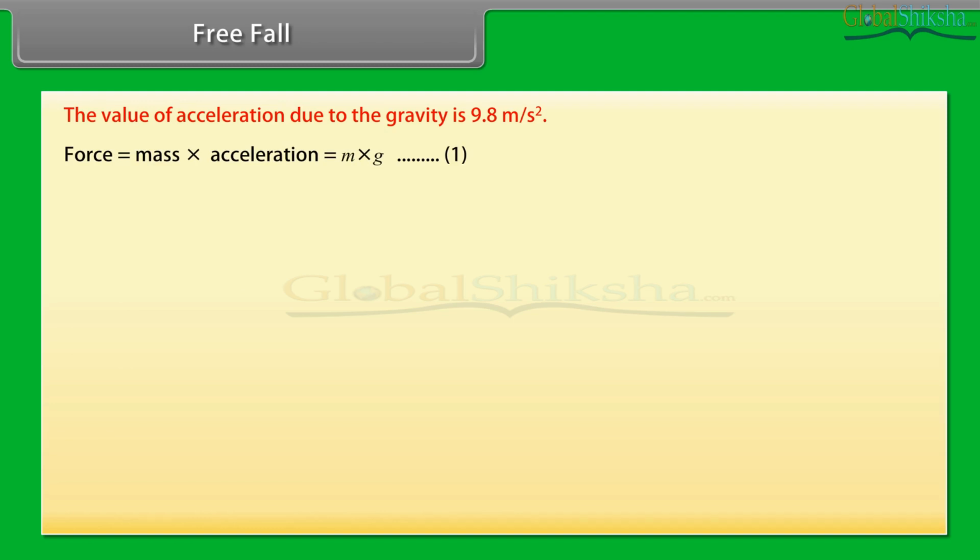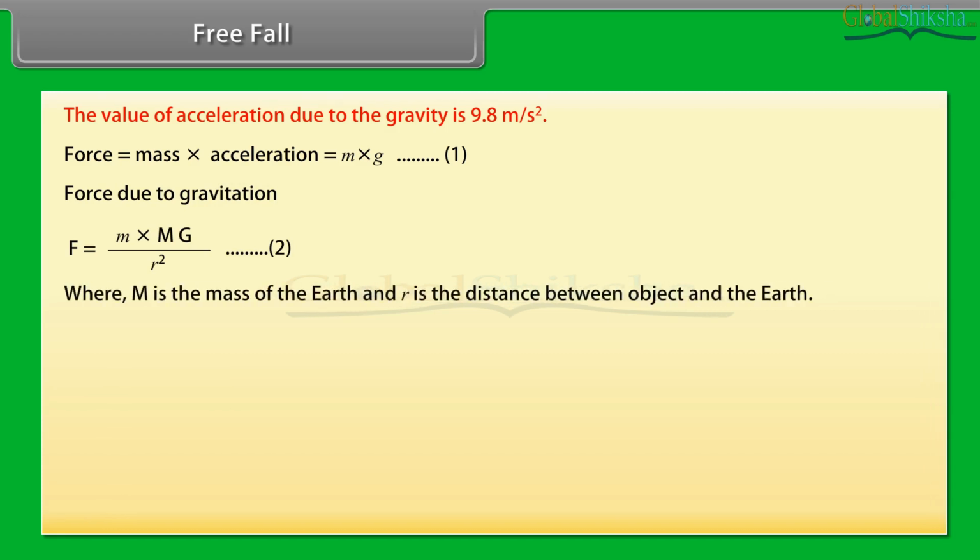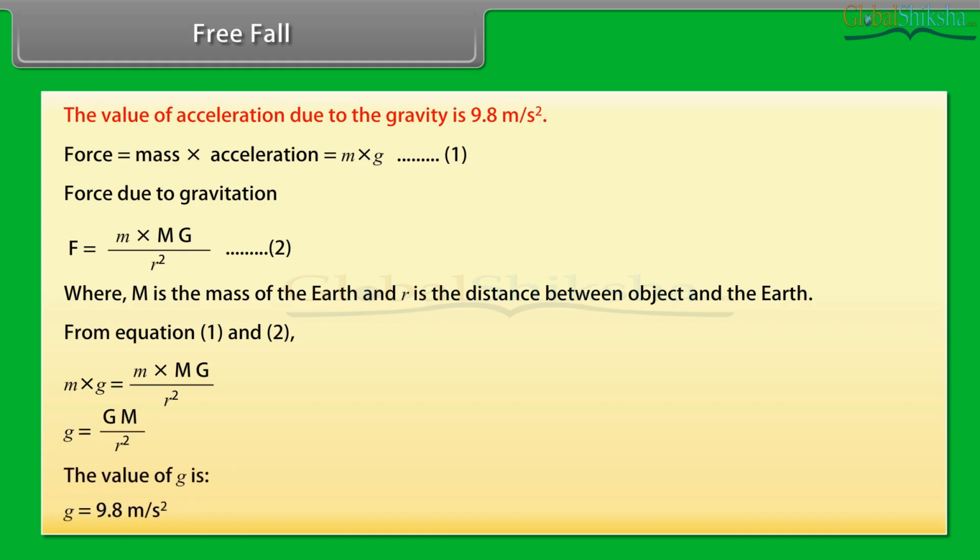Force is equal to mass into acceleration, which is equal to m into g, equation 1. Force due to gravitation, F is equal to G into M m upon r square, equation 2, where M is the mass of the earth and r is the distance between the object and the earth. From equations 1 and 2, m into g is equal to G M m upon r square. g is equal to G M upon r square. The value of g is equal to 9.8 meter per second square.